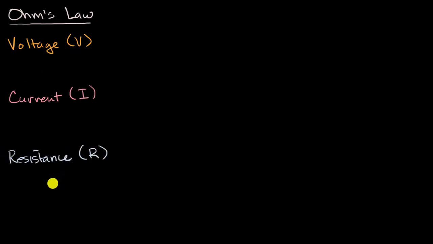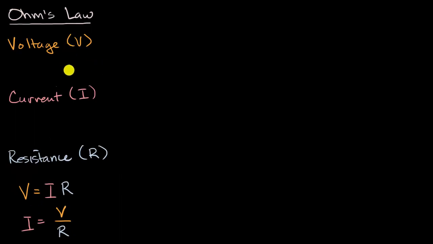And just to cut to the chase, the relationship between these is a pretty simple mathematical one. It is that voltage is equal to current times resistance, or another way to view it, if you divide both sides by resistance, you get that current is equal to voltage divided by resistance. But intuitively, what is voltage? What is current? And what is resistance? And what are the units for them so that we can make sense of this?